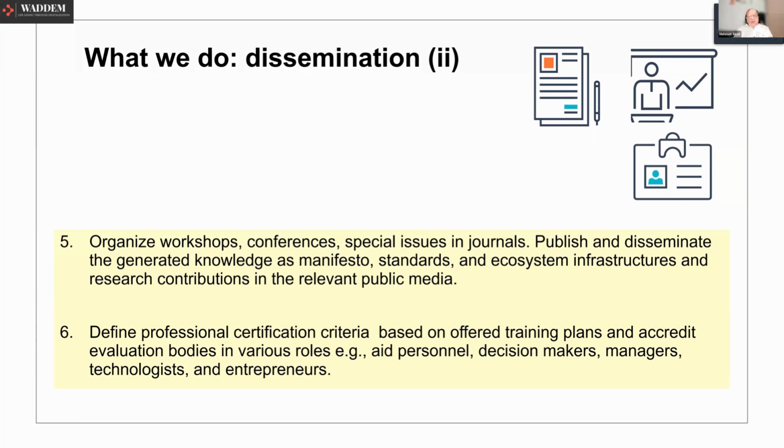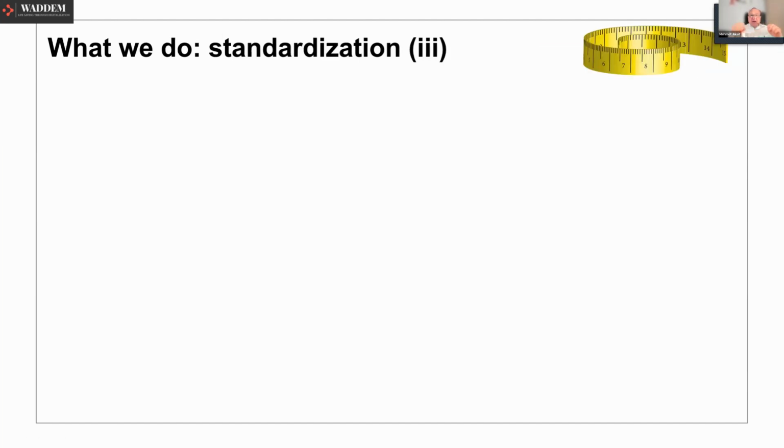We organize workshops, conferences, special issues in journals, publish and disseminate the generated knowledge as manifestos, standards, and ecosystem infrastructures, and research contributions in the relevant public media. Define professional certification criteria based on offered training plans and accredited evaluation bodies in various roles. For example, decision-making managers, technologists, and entrepreneurs. Standardization activities are also very important.